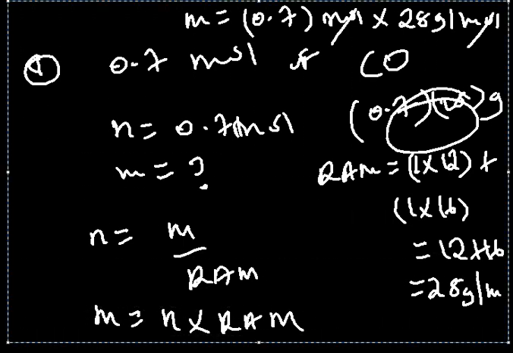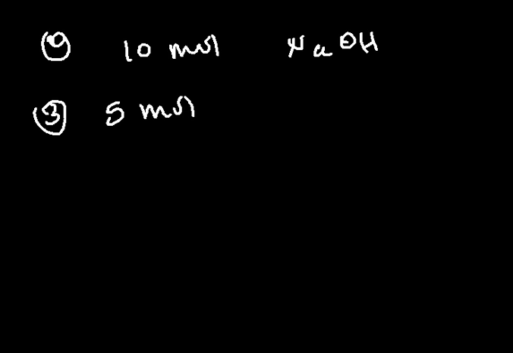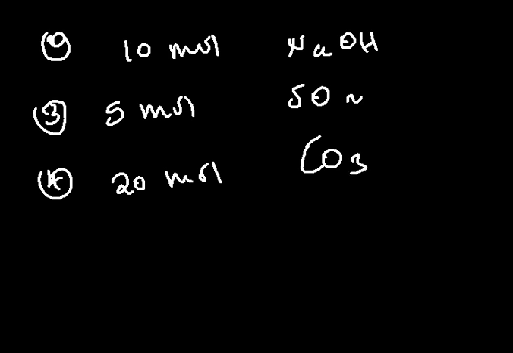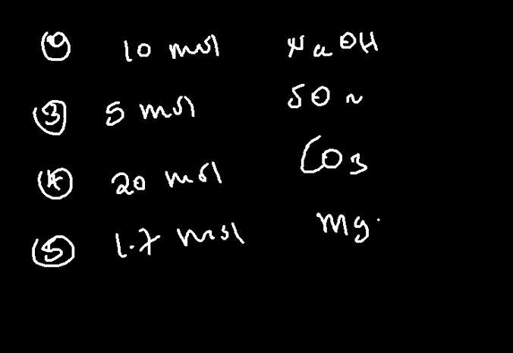And also try the following and see how you can have it. Let's say we have 10 moles of sodium hydroxide, and let's say we have 5 moles of sulfur dioxide, and let's say we have 20 moles of carbonate, and let's say we have 1.7 moles of magnesium oxide.